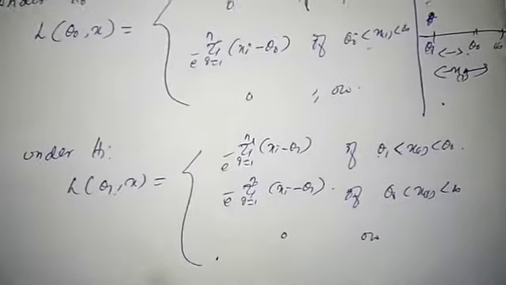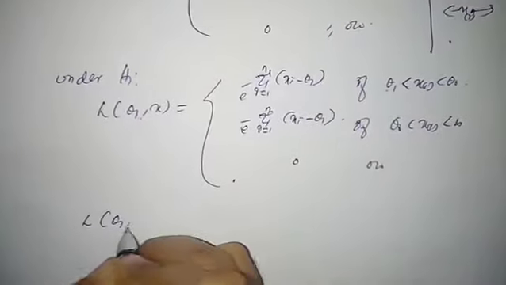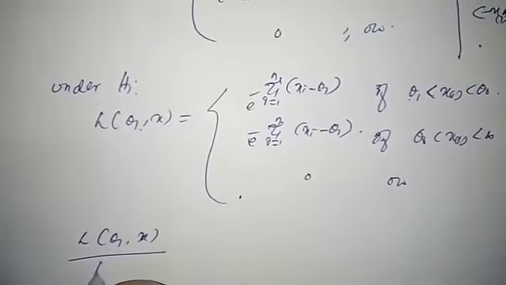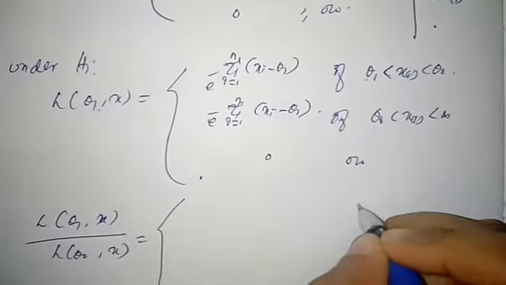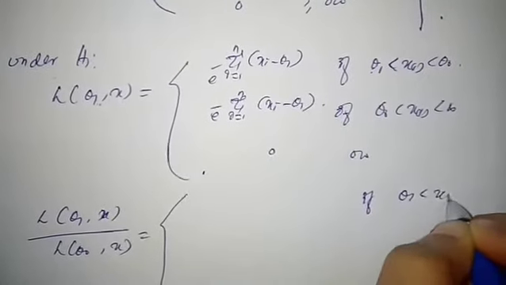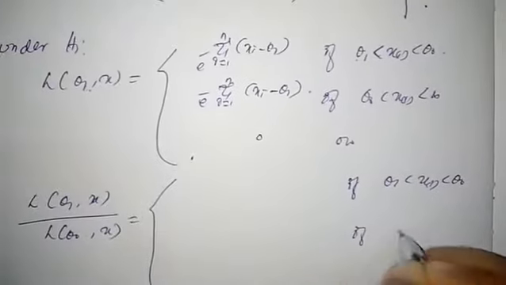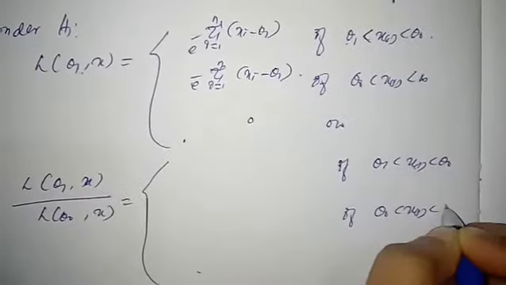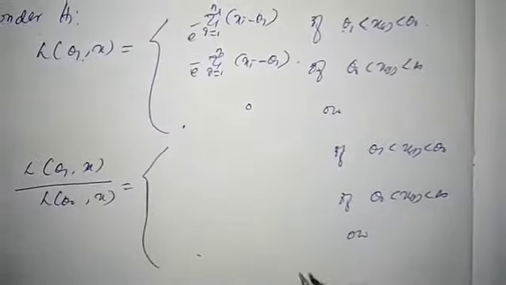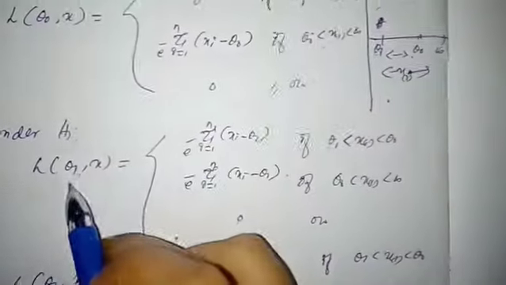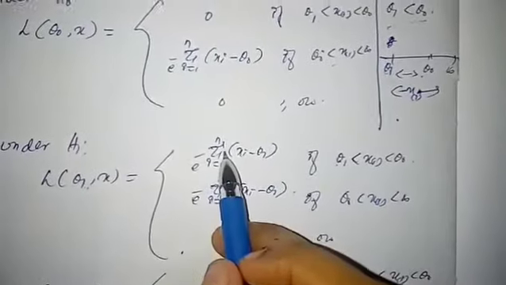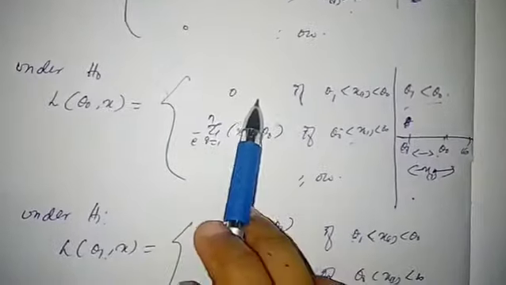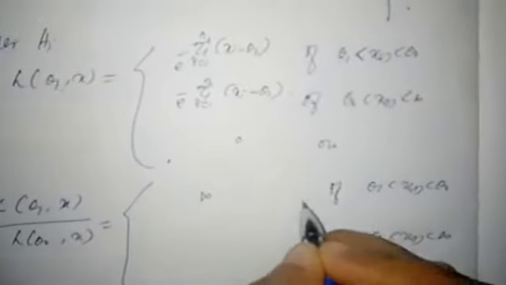Then we have to take the ratio, that is the likelihood under H1 divided by the likelihood under H0. First we will write the limits: if θ1 < x1 < θ0, if θ0 < x1 < infinity, otherwise. Here, when θ1 < x1 < θ0, H1 takes this value, but under H0 it is 0, so the ratio becomes infinite for θ1 < x1 < θ0.